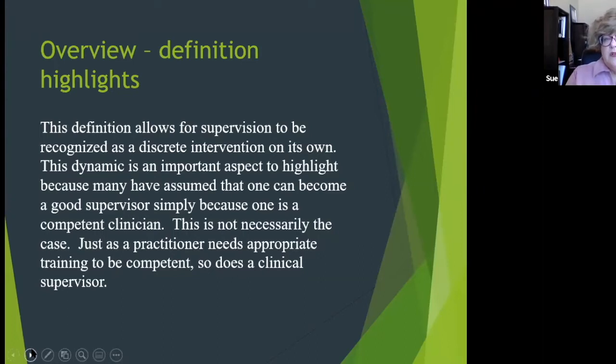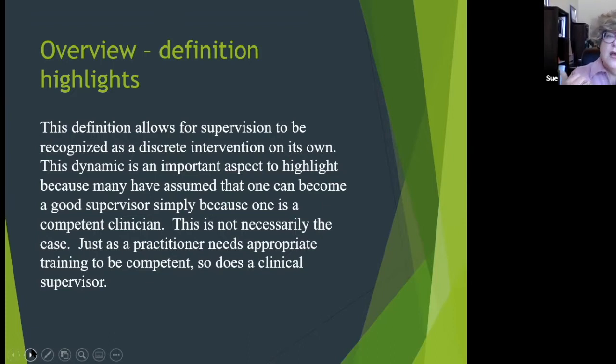an aspect of clinical supervision that's important to understand is that it is a discrete intervention of its own. I know that when I was becoming a psychologist over 20 years ago, there was a bit of a mindset that as long as you're a good clinician, you should be a good supervisor, that you have the skills on board to be able to do that.